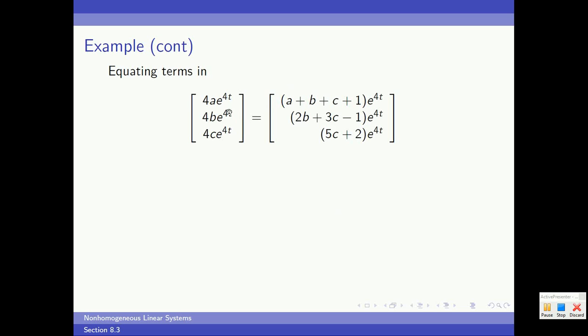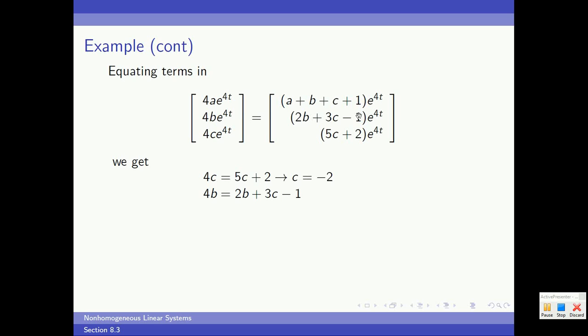Okay, so I have these have to be equal, so I equate coefficients. The easiest one to look at first is this bottom one, because if I equate coefficients, my coefficient for e to the 4t here just involves c. My equation for e to the 4t over here just involves c. So I get 4c has to be 5c plus 2. So that tells me c has to be -2.